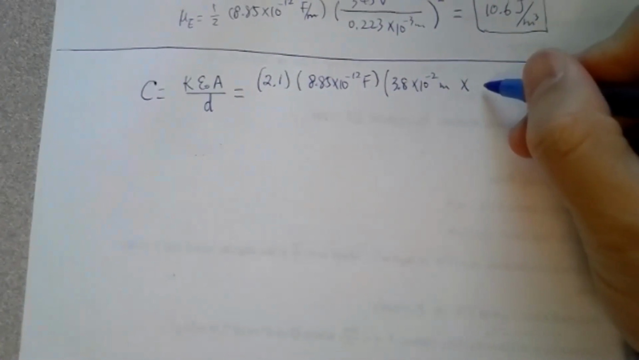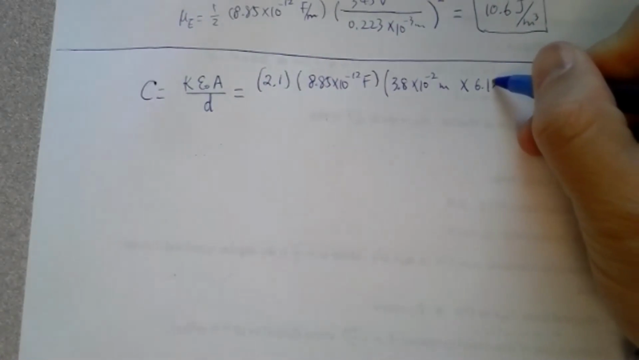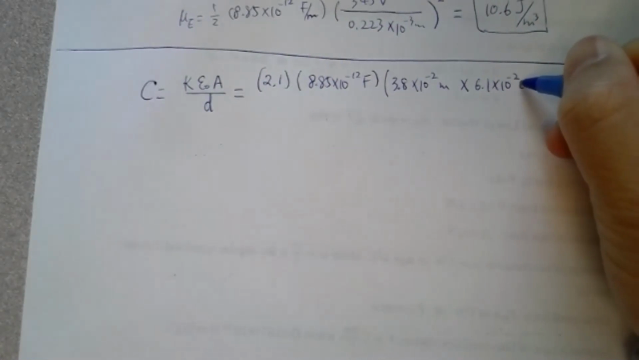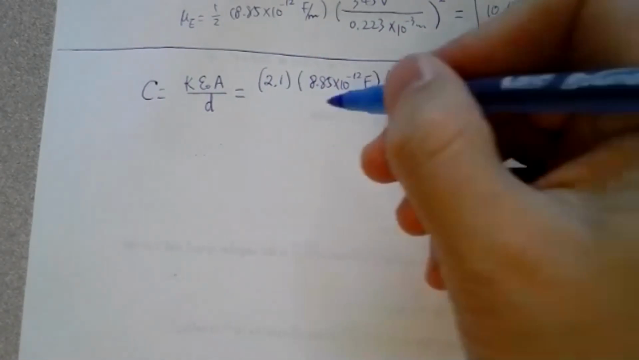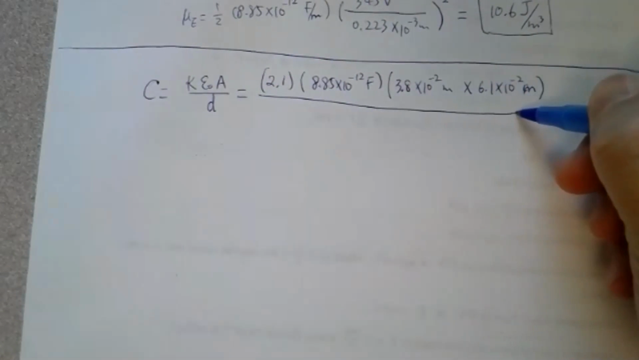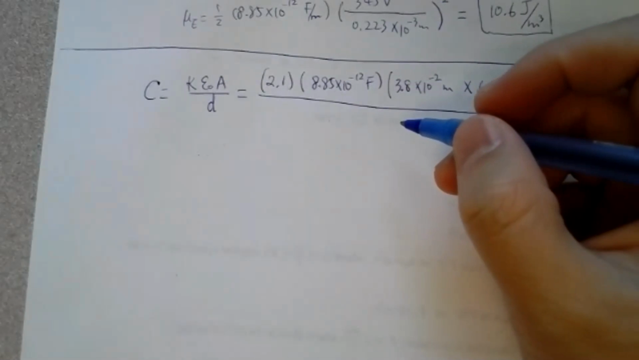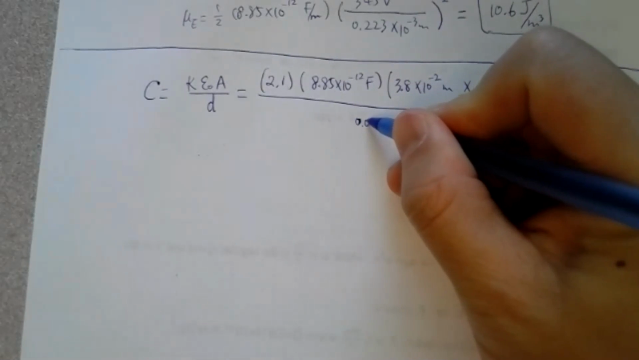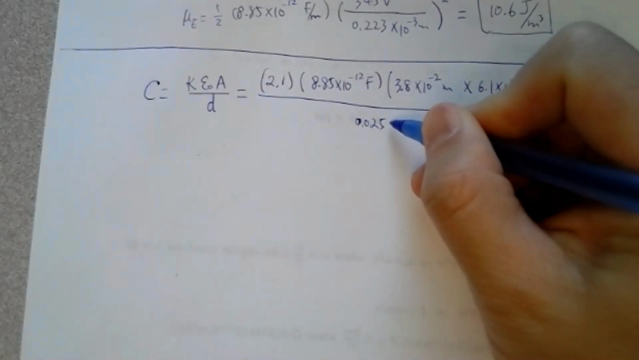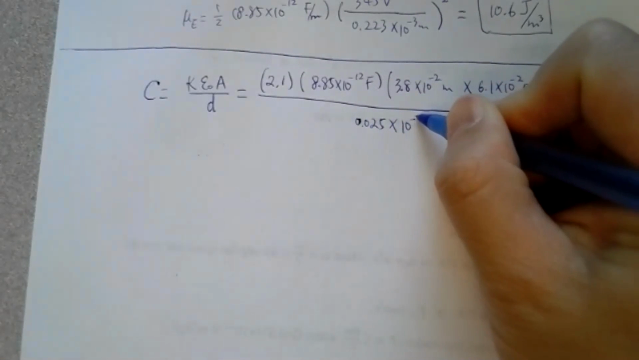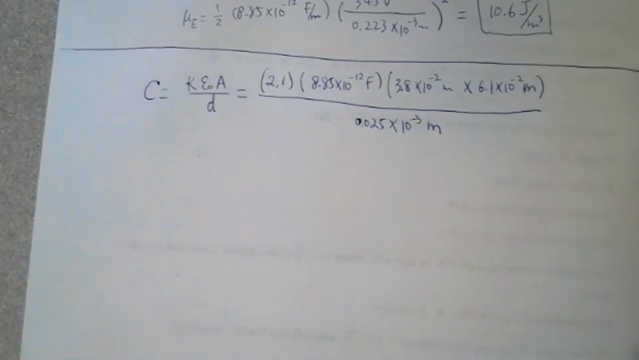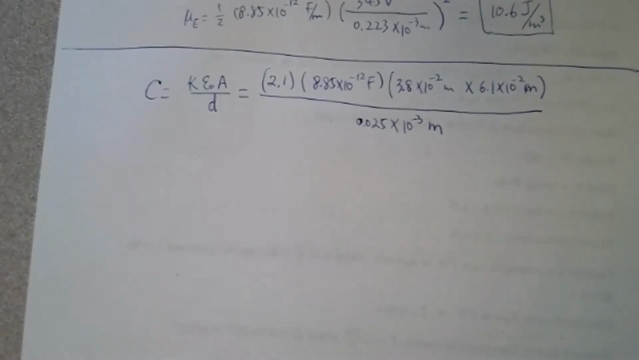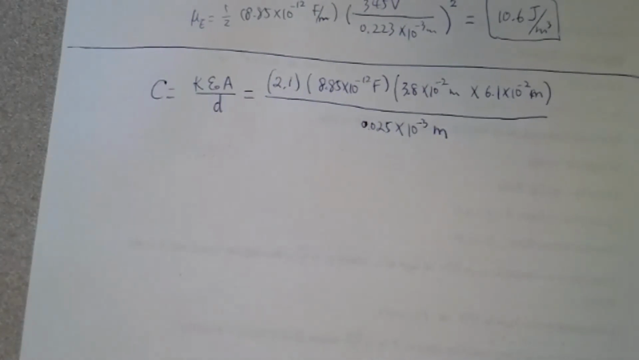And multiply by 6.1, that's also in centimeters, so times 10 to the minus 2 again. That will give you the area, and then divided by the thickness of the dielectric, so 0.025. This time, this one is given in millimeters, so times 10 to the minus 3 meters, okay? So pay attention to those unit conversions, all right? And then the rest should be straightforward.